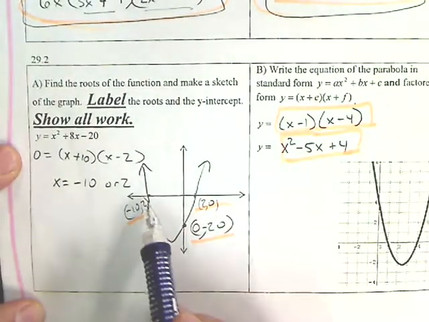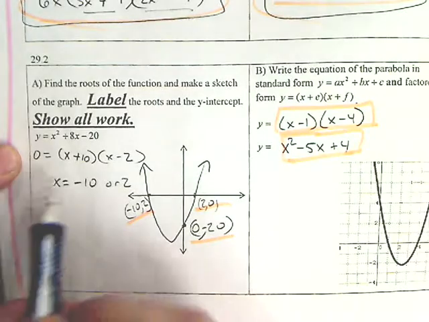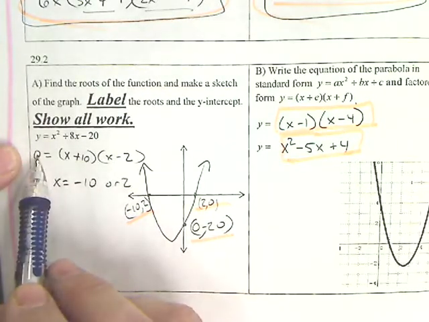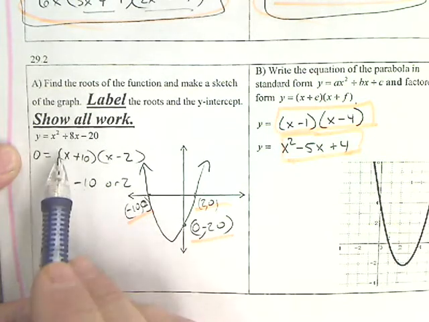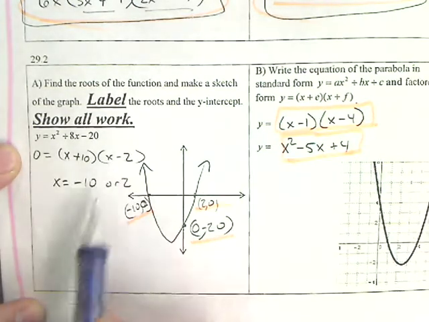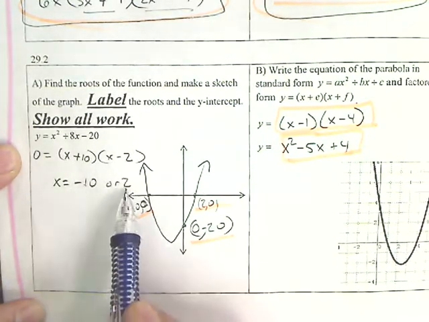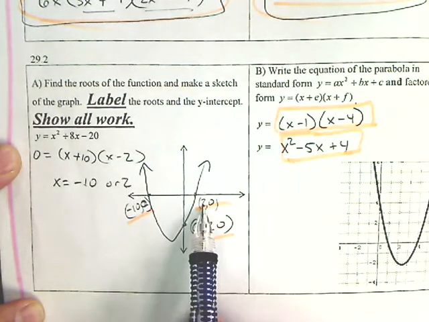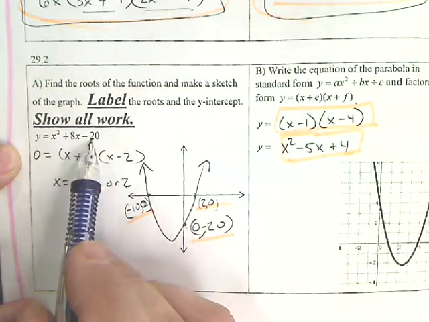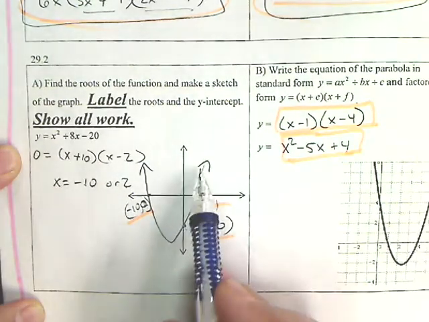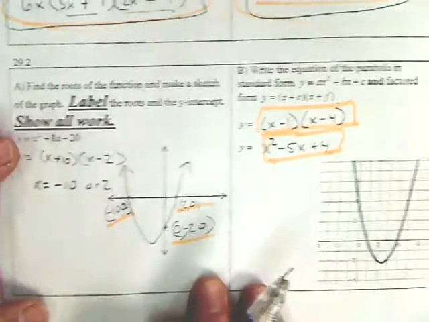Find the roots, the x-intercepts of those ugly guys. Substitute 0 in for y. Then I solve it by factoring. And that's how I get my negative 10 and my positive 2. There's positive 2. There's negative 10. And the y-intercept is at 0, negative 20. Draw my parabola.